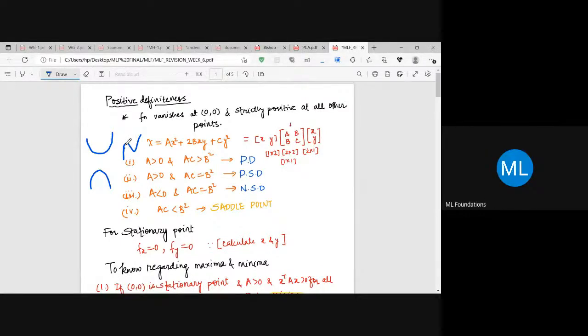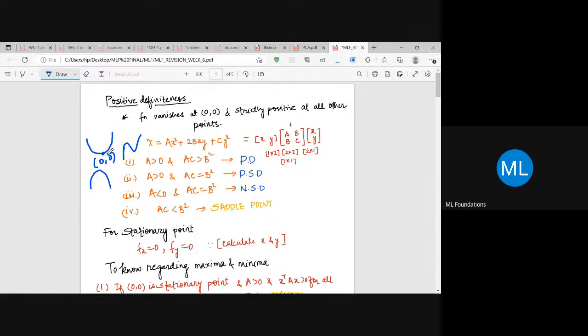Just imagine this in a 3D plot. It's like a bowl. You'll be having the minima at this point, right? For example, at 0 comma 0, this function is vanishing, or the slope is 0 at this point. So this is a bowl and it is going upward, right? This is what a positive definite function will look like.